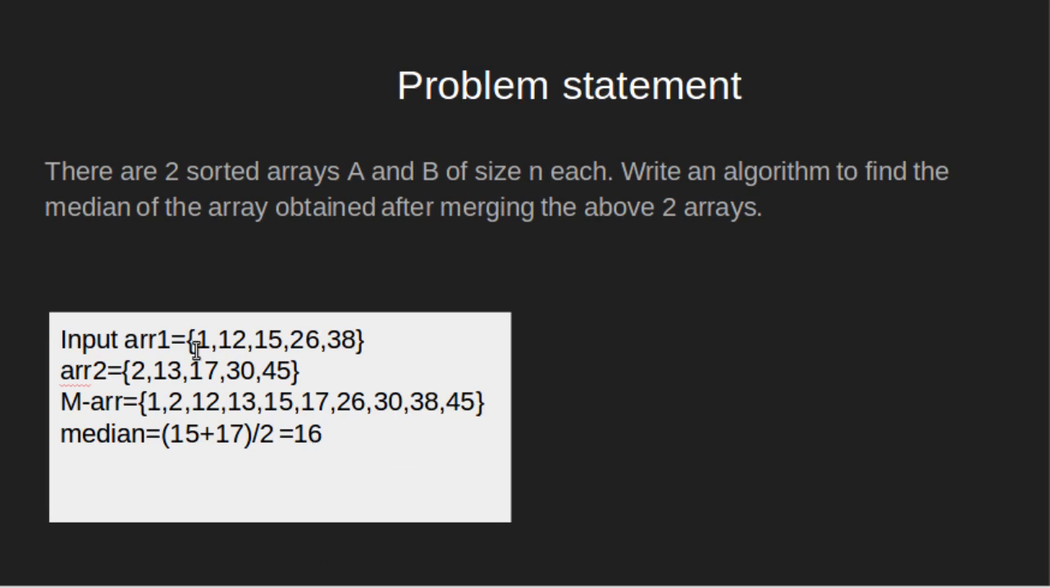For example, there are two input arrays. Array 1 equals 1, 12, 15, 26, 38. Array 2 equals 2, 13, 17, 30, 45. After merging these two sorted arrays, we will have 1, 2, 12, 13, 15, 17, 26, 30, 38, 45. The median would be (15 plus 17) by 2, which is 16.